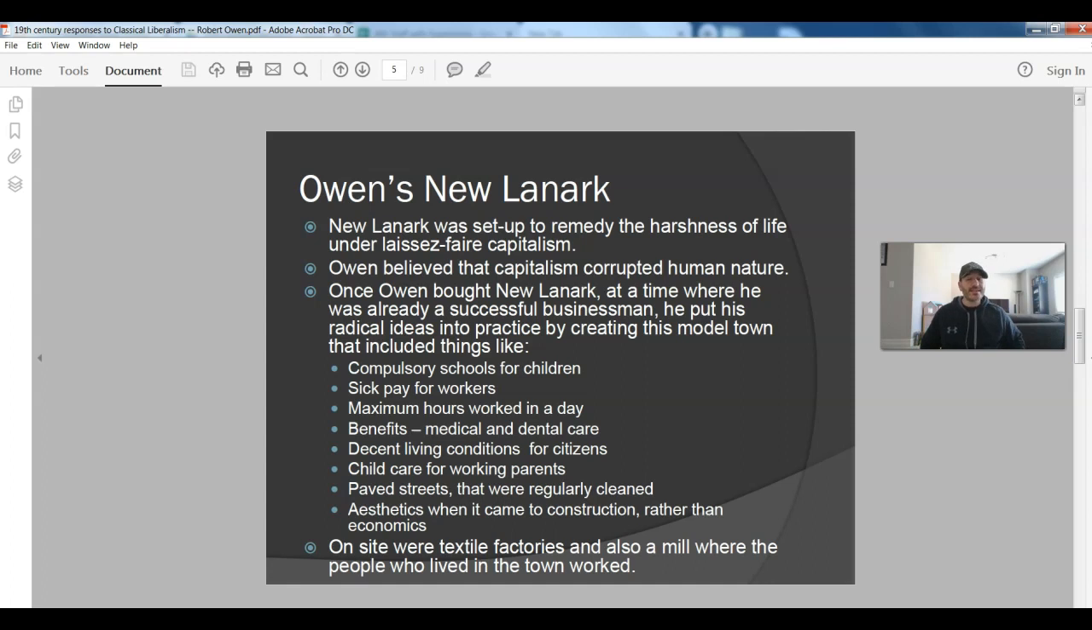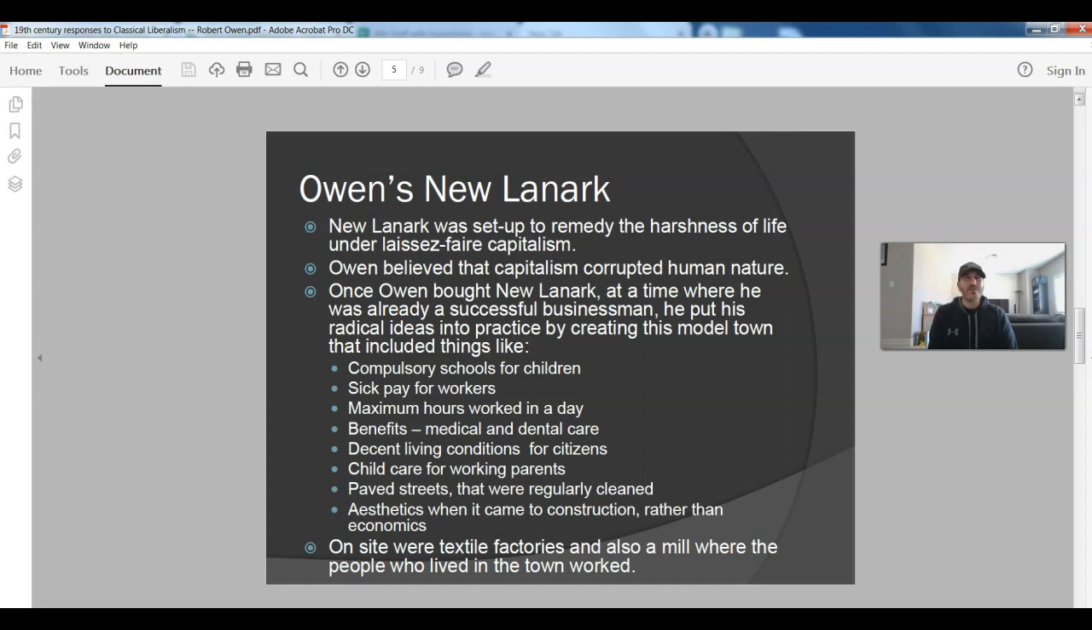So we see things like compulsory schooling for children. So children under the age of 10 were not allowed to work in the factories. They had to go to school. And as I mentioned before, Robert Owen began the first kindergarten in the United Kingdom. We saw sick pay for workers. We saw maximum hours worked in a day. We see things like benefits. There was a doctor on site where if people got sick, they could go to the doctor and be treated for free. We see decent living conditions for citizens.